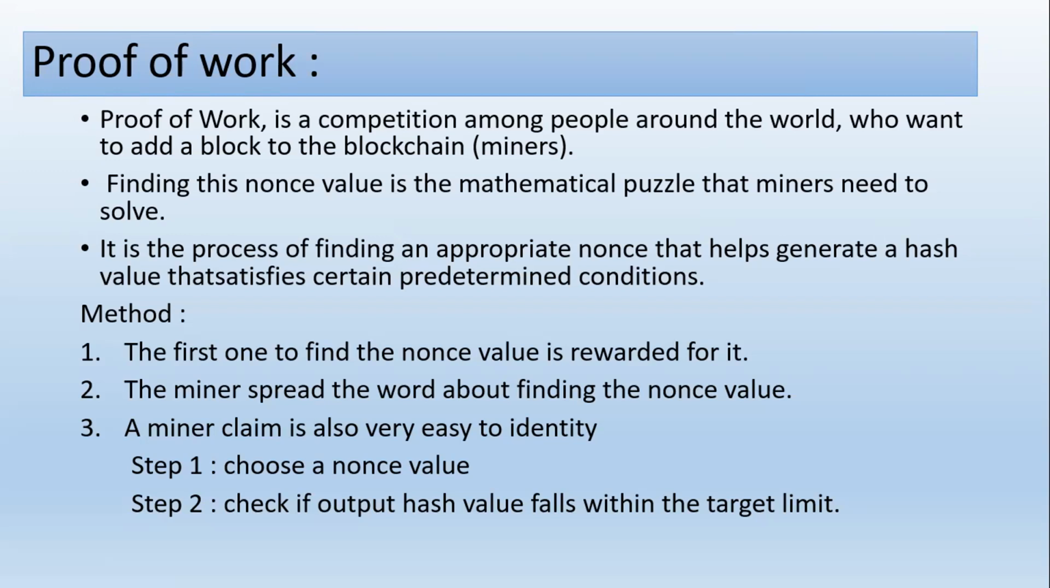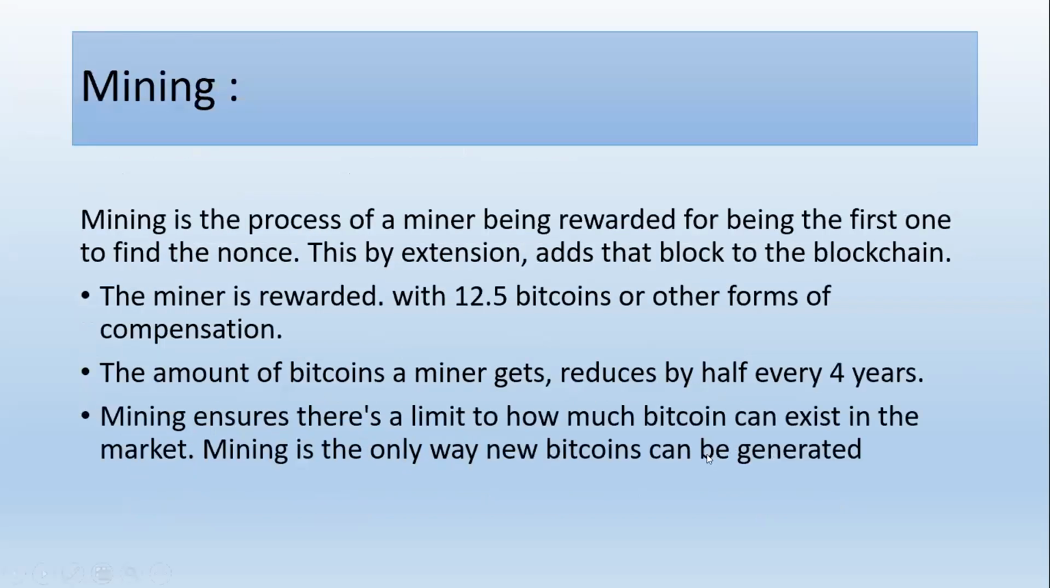That is, first they need to check if the output hash value falls within the target limit. If it is greater than the target limit, then it is rejected. Whereas if it is smaller than the target limit, then it is accepted. A miner would be able to find a nonce value using a lot of time, money, and resources. Then the miner spreads the word about finding the value. Other miners attempt to validate the claim, and if verified, the miner is rewarded. This is what the process is.